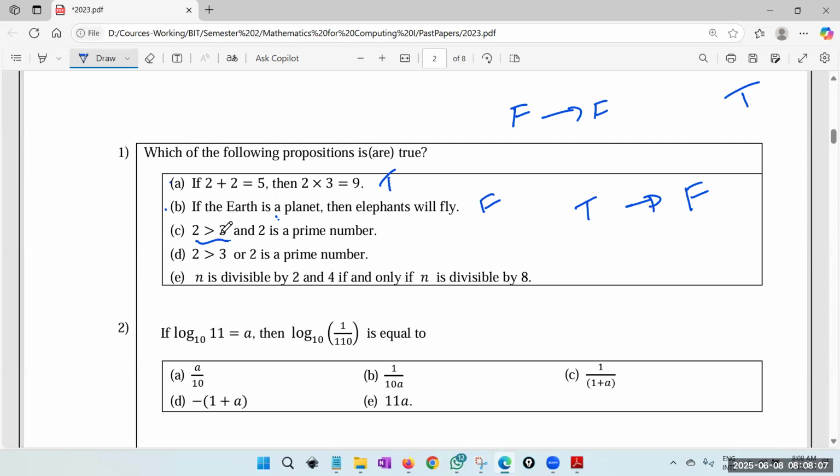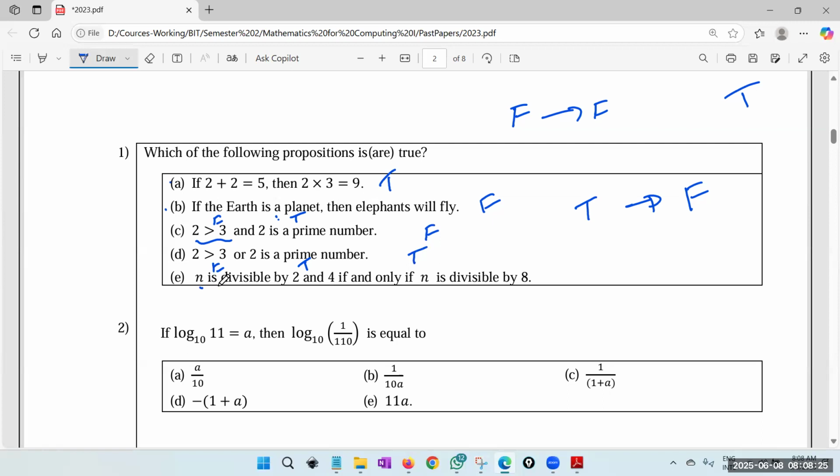And 2 is greater than 3 is false. 2 is a prime number is true. False and true is false. 2 greater than 3 is false. 2 is a prime number is true. False or true is true.